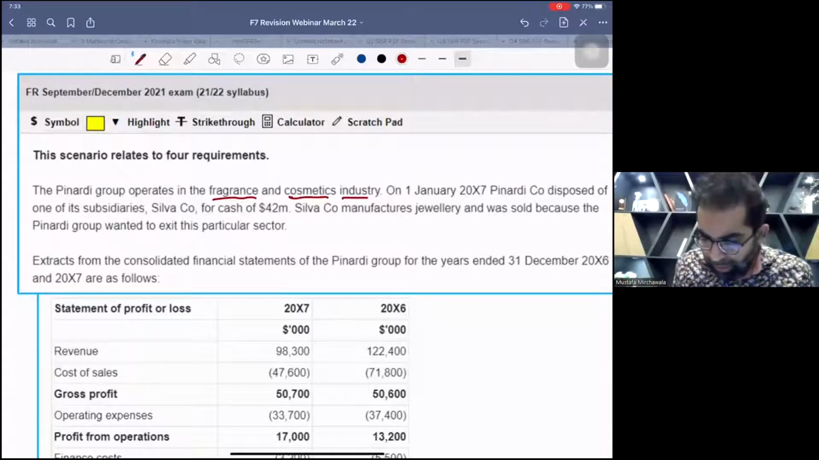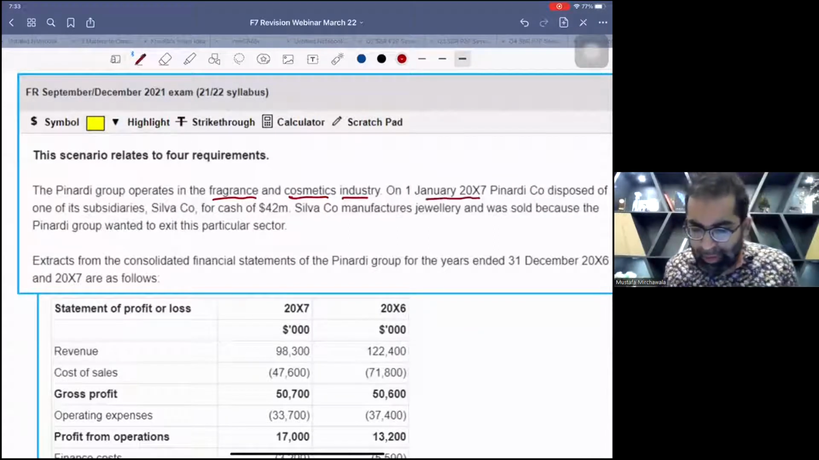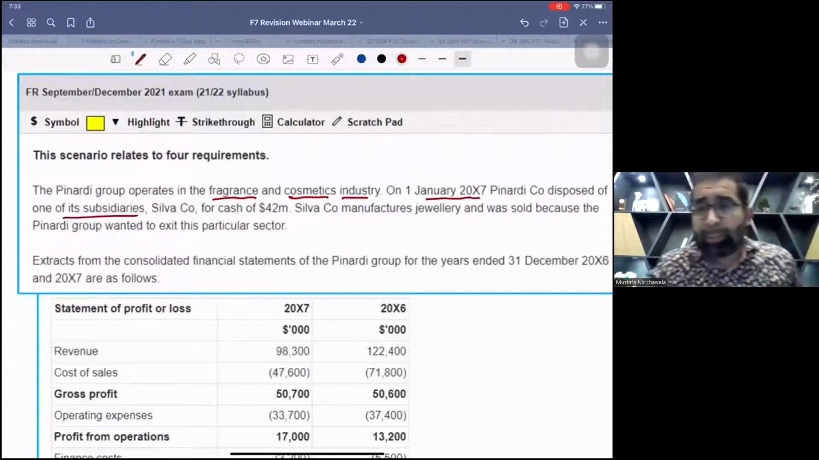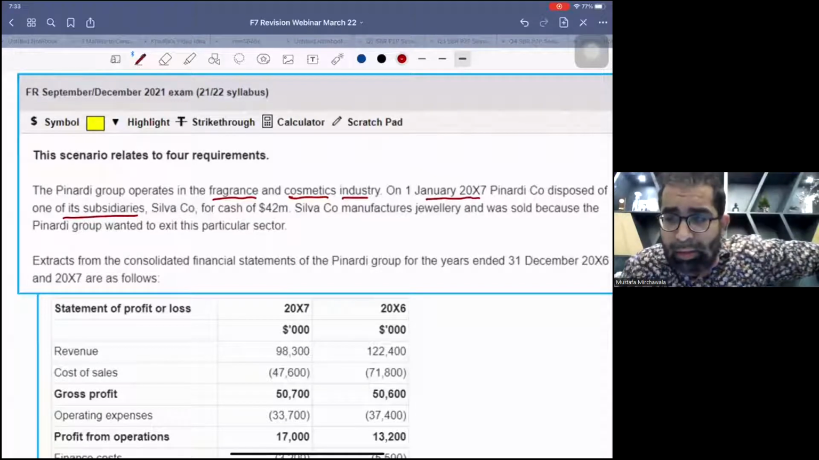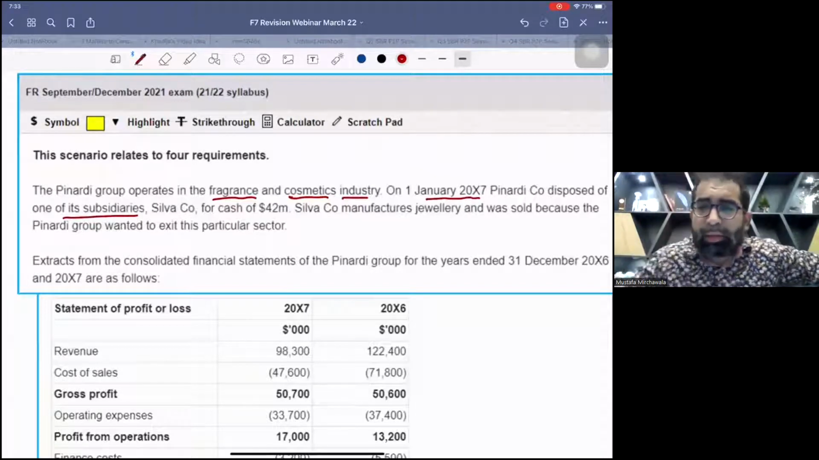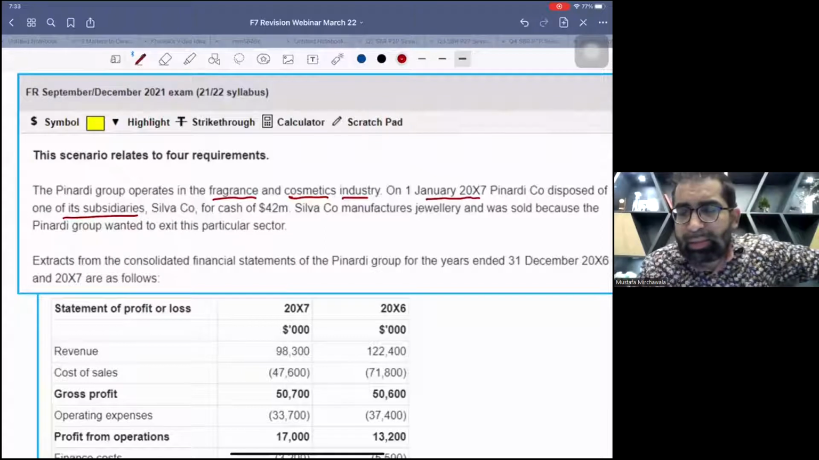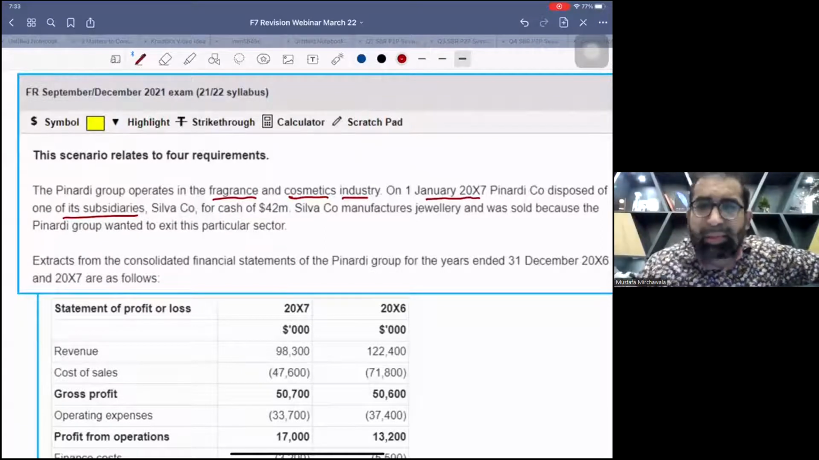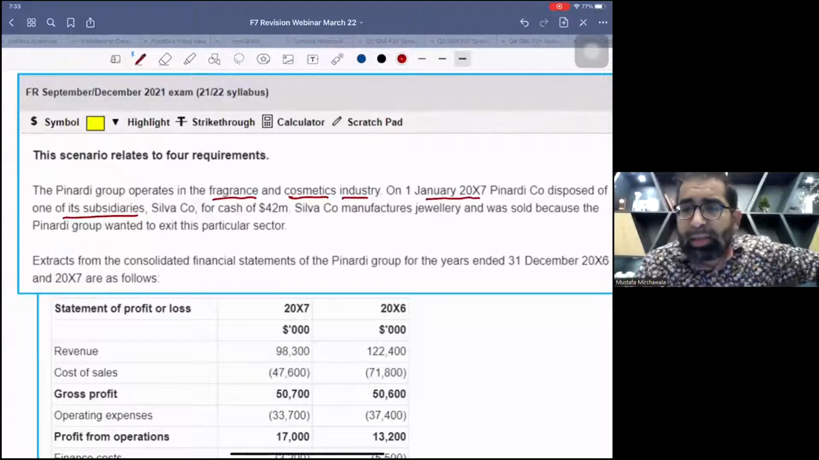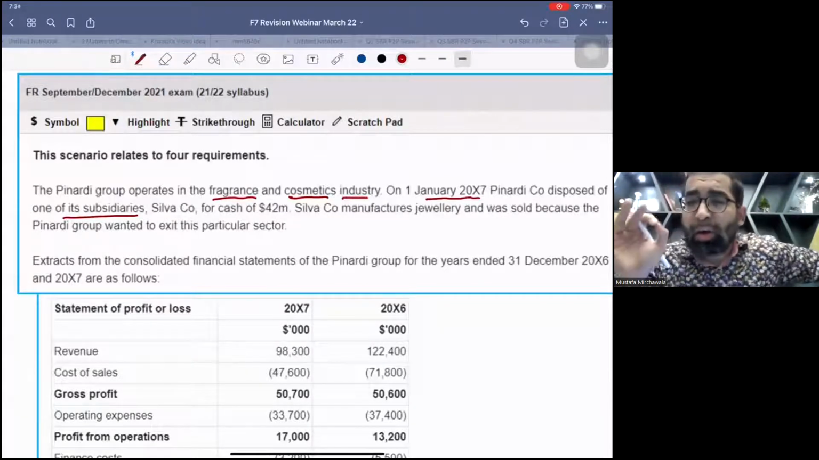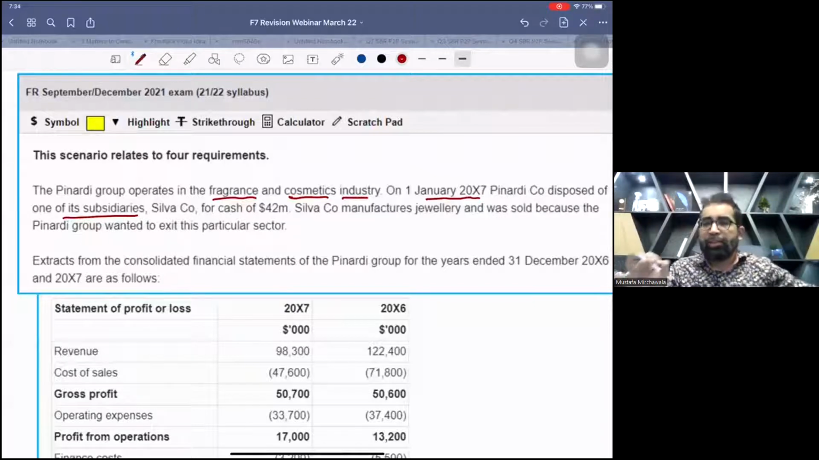On 1st of January X7, keep these dates in mind, Pinardi company disposed of one of its subsidiaries. Yes, it's part of your course. Even if you have studied consolidation, complete disposal is part of your course. The way we buy a running business, the same way we sell a running business. So disposal means sale of a running business, and I'm sure you all know how to calculate the gain or loss on disposal of a subsidiary.